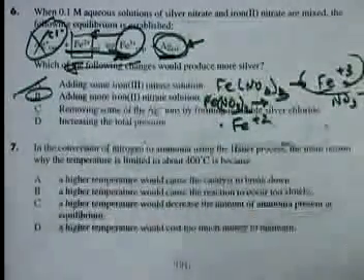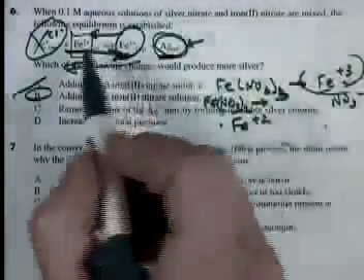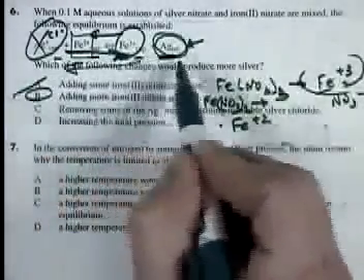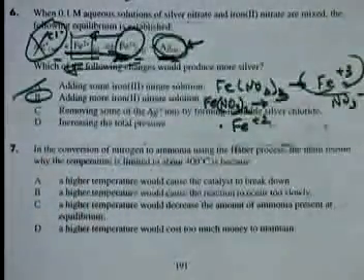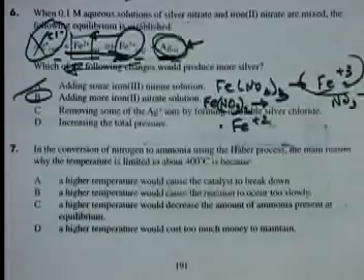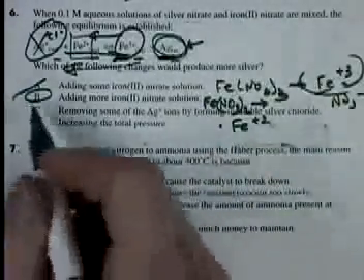And lastly, increasing the total pressure. Well, if you look, all of these substances are aqueous or solid. Pressure shouldn't have any effect on it because remember, if you increase pressure, it should shift to the side of the least moles of gas. We don't even have any moles of gas in this one, so it's not going to make a big difference. So the best answer is B.